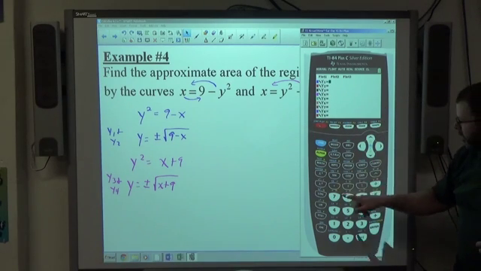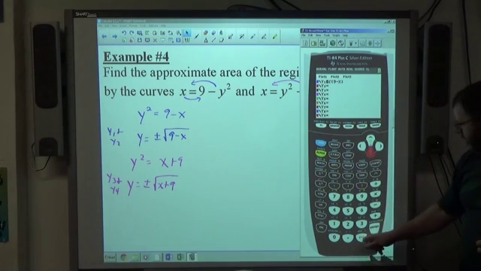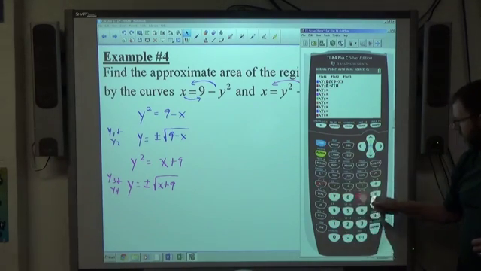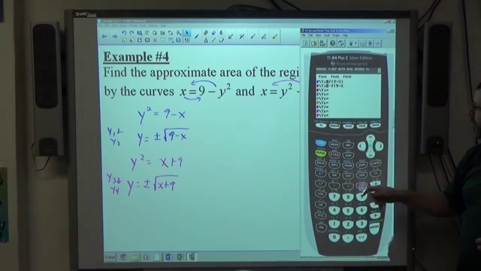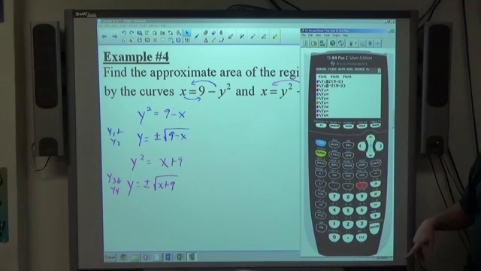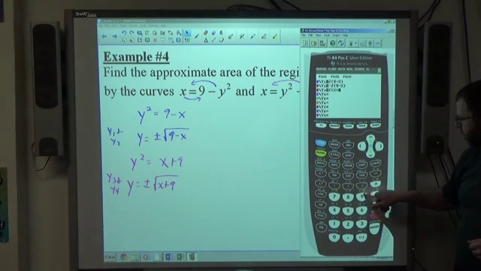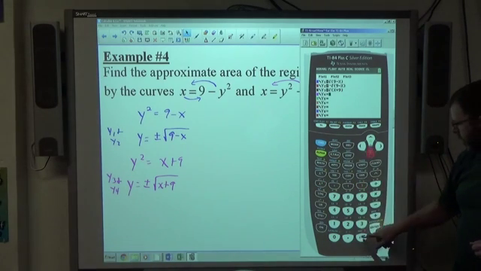So I've got positive the square root of 9 minus x. I've got negative the square root of 9 minus x. And with negatives, again, be careful that you use the negative key down here. This is subtraction, that's negative. And then I've got positive the square root of x plus 9, and negative the square root of x plus 9.